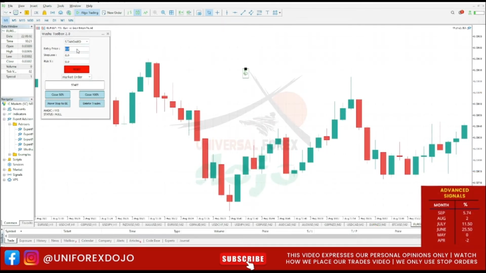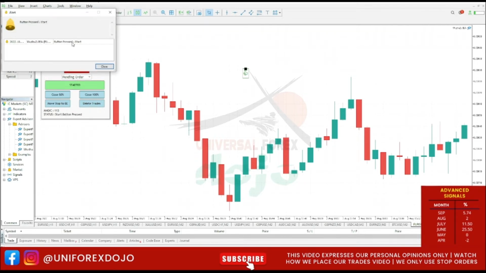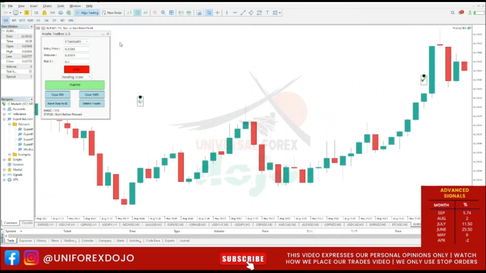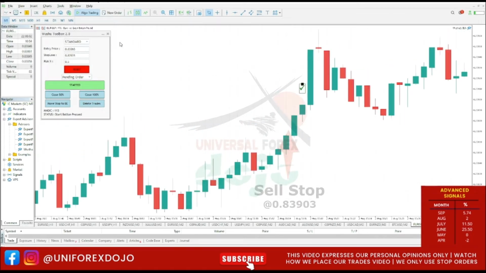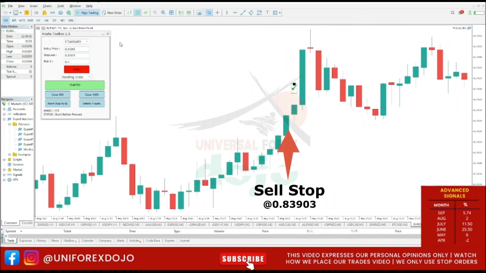You will then input your entry price, the stop loss, and the risk that you'd like to risk. Now you will then choose whether you'll use market order, pending order, or limit order. The most recommended one here is the pending order, which is what I'll be using. Then you click start, and that's it. The wushu will then do the following. It'll wait for price to get into your SL range and place a stop order. In the setup, that's at price 0.83903.